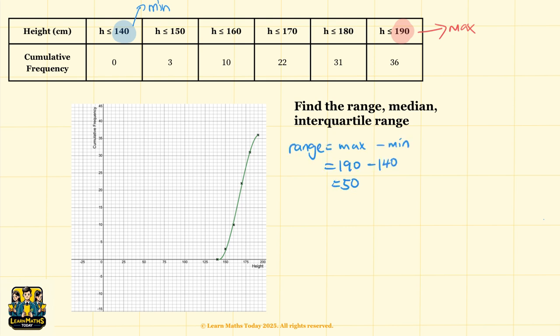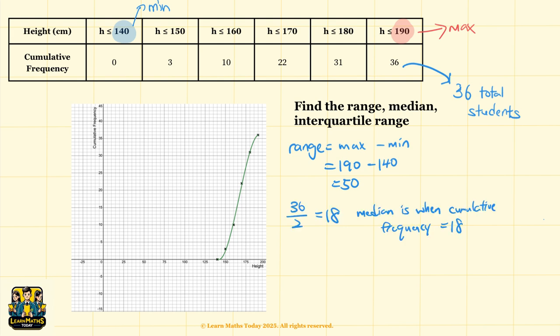We know that the cumulative frequency at the highest point is 36, which means there are 36 students, and the median will be at the point where the cumulative frequency is 36 divided by 2, equal to 18. So we draw a straight horizontal line from the y-axis where cumulative frequency equals 18, until we hit our graph, and then we see what the height is. This gives us a height of about 166.